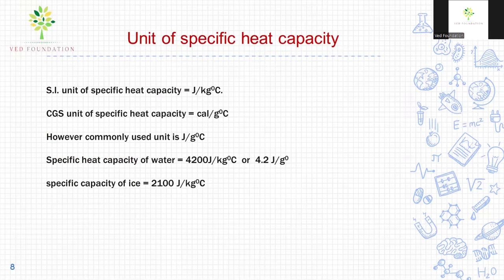The SI unit of specific heat capacity is joule per kg degree Celsius and the CGS unit of specific heat capacity is calorie per gram degree Celsius. However, the commonly used unit of specific heat capacity is joule per gram degree Celsius. Specific heat capacity of water is 4200 joule per kg degree Celsius or 4.2 joule per gram degree Celsius. Specific heat capacity of ice is 2100 joule per kg degree Celsius.